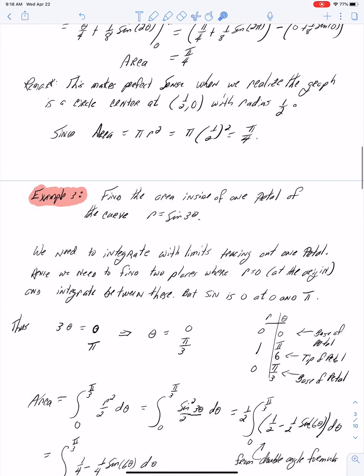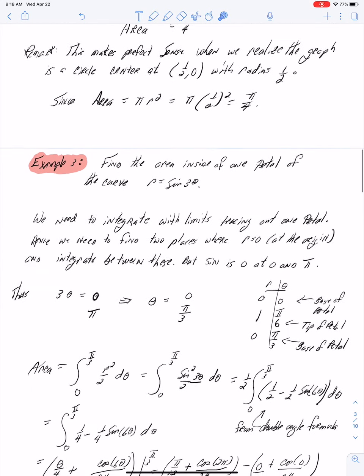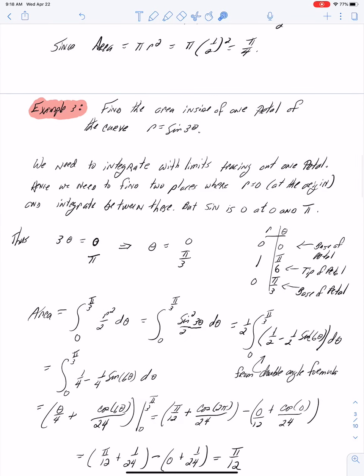Hence, I get a warm, fuzzy feeling that I've done it right. All right, let's do another example. Find the area inside of one petal of this petal curve.